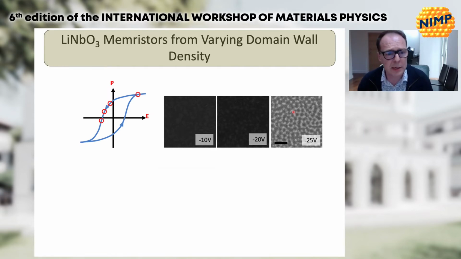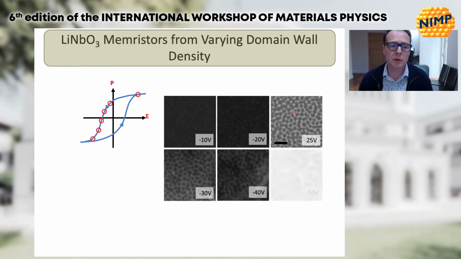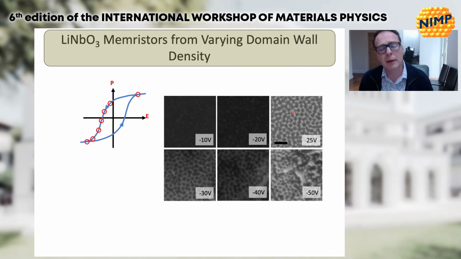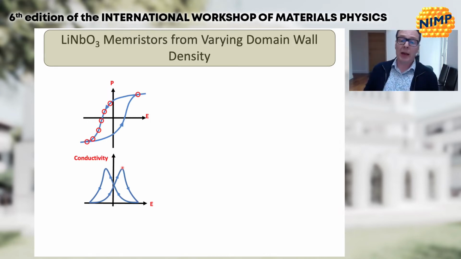As you go through the polarization loop, you get coarser reverse domains until you induce pretty much a single domain at the fully poled reverse state locally. You start off with single domain, you end up with single domain. Somewhere in between, you get lots of domain walls. And so you expect the conductivity of this device to go up around about the coercive field where the domain wall density is highest. Okay, and that's what you see.